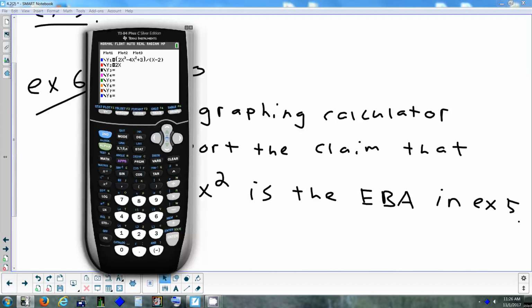asymptote, which is 2x squared. I'm going to do the same thing. I'm going to make it thinner. I'm also going to make it dotted, because we usually make asymptotes dotted. All right, so highlight it. Dotted. Okay, there's 2 dotted. There's a thicker one and a thinner one. Just go with the thinner one.